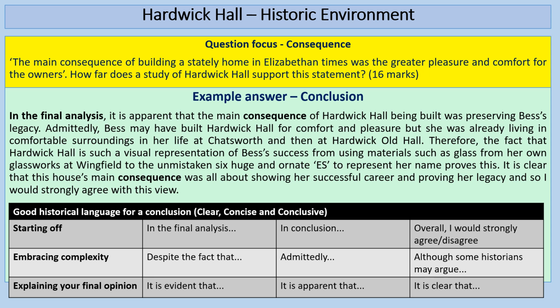Okay, so we've seen lots of arguments and ideas in order to both agree and disagree with that interpretation, and then you need to round your essay off with a really well thought out conclusion. Now, in terms of writing a really good conclusion, you want to start off and make it really clear. Start off with a phrase like "in the final analysis" or "in conclusion" or "overall I would strongly agree, disagree." Embrace the complexity of the question. So you might say something like "despite the fact that," or "admittedly," although some historians may argue that. And then explain your final opinion.